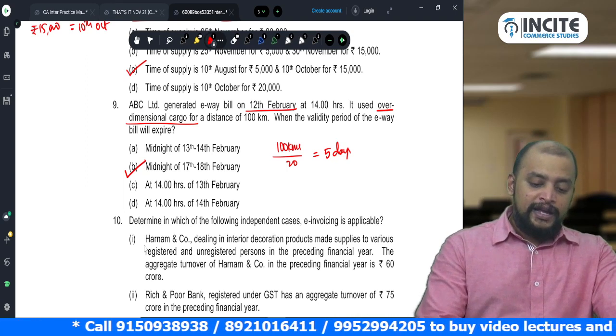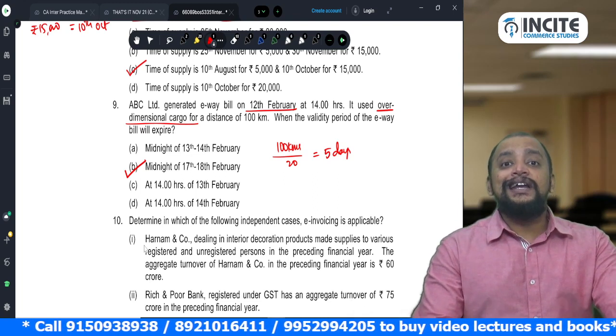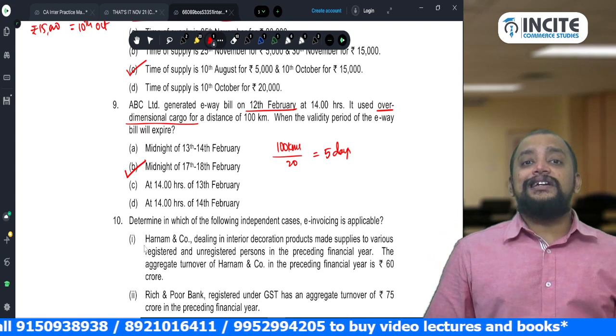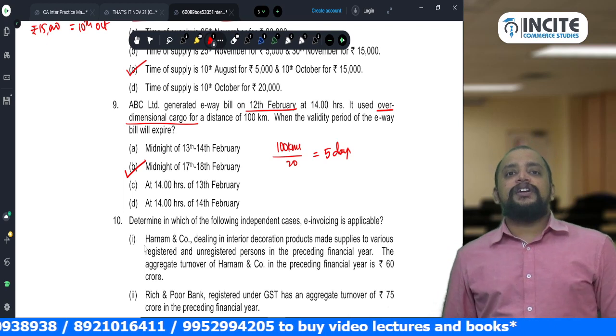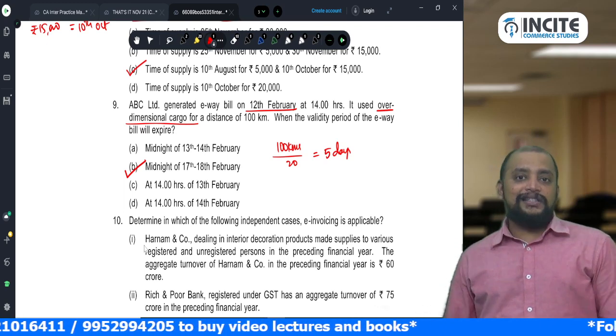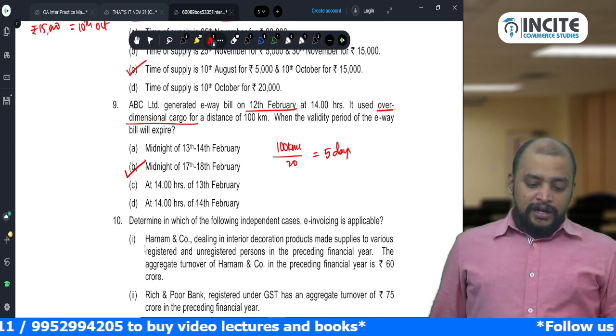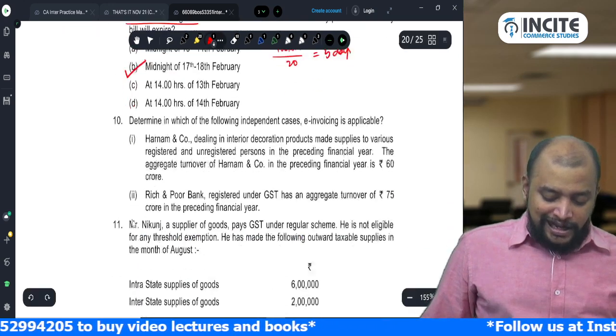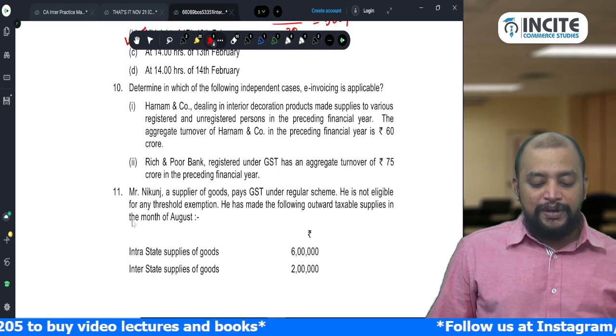Okay. So always it should be counted at any day, at any given time. If the e-way bill is generated, we need to count from the midnight of that day to the next day as the validity. Determine in which of the following independent cases e-invoicing is applicable.